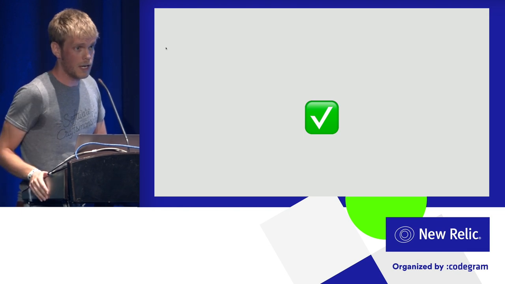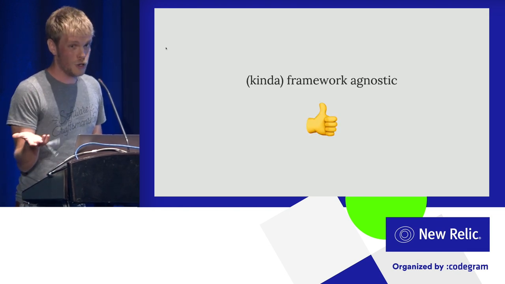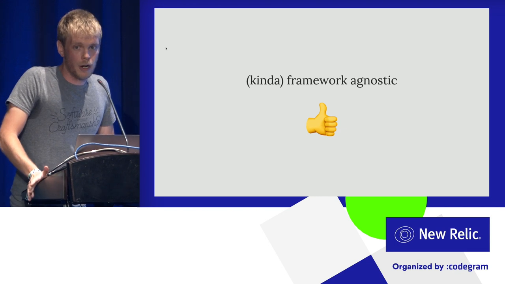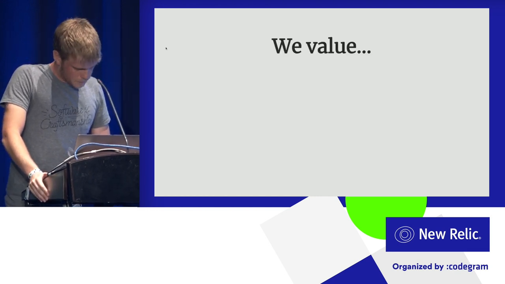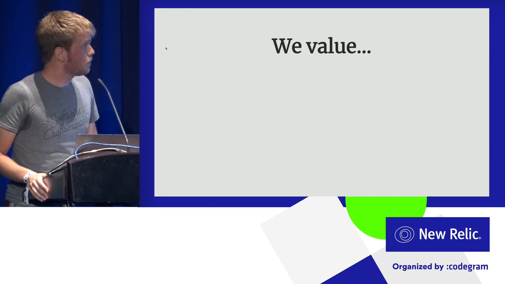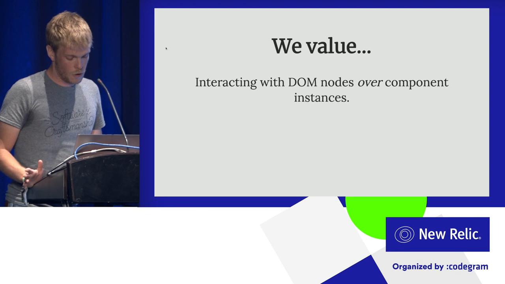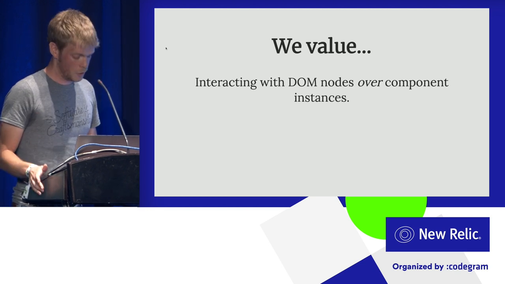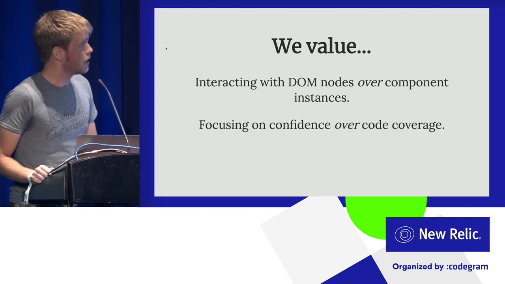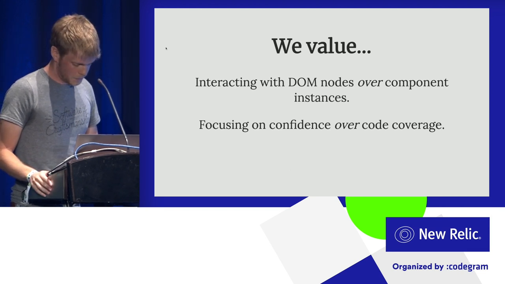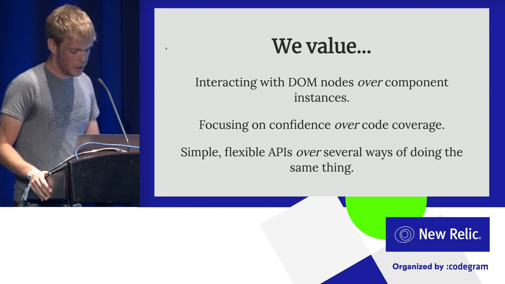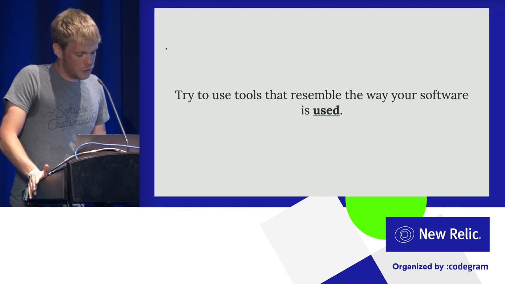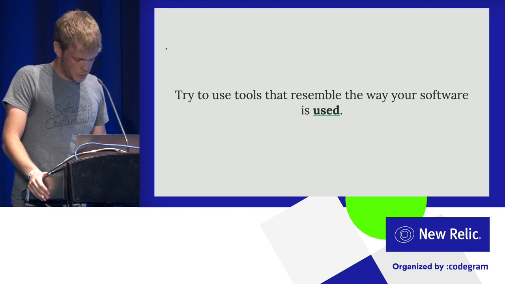This is the way to go if you want to avoid implementation details, and also if you want to avoid framework details in your test. Your test should be unaware of the framework that you're using. So in the Testing Library community, we value interacting with DOM nodes over component instances. There is no VM, no component instance, no internal state leaked in our tests. We focus on the confidence each test provides instead of focusing on code coverage. And we provide a simple and flexible API over having several ways of doing the exact same thing. In short, we try to use the tools that resemble the way your software is used.